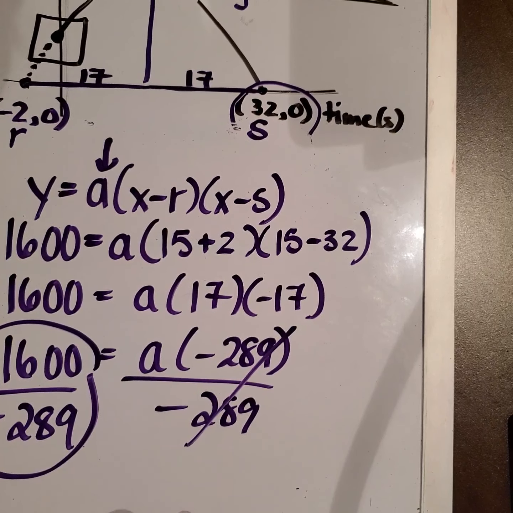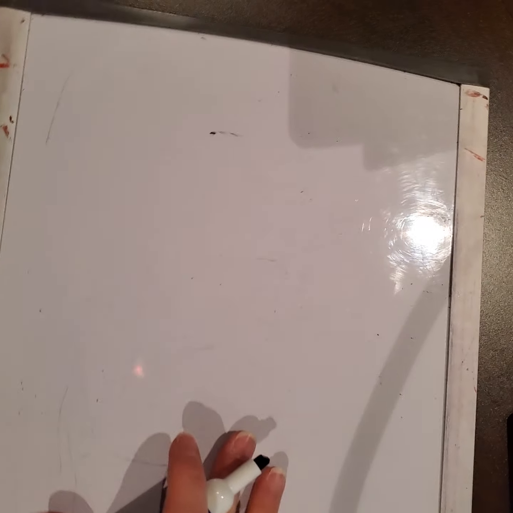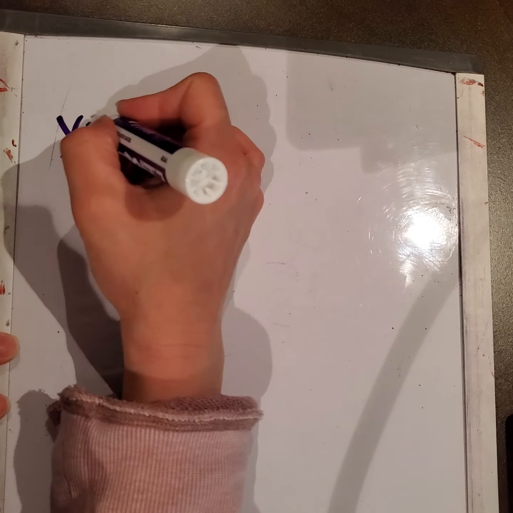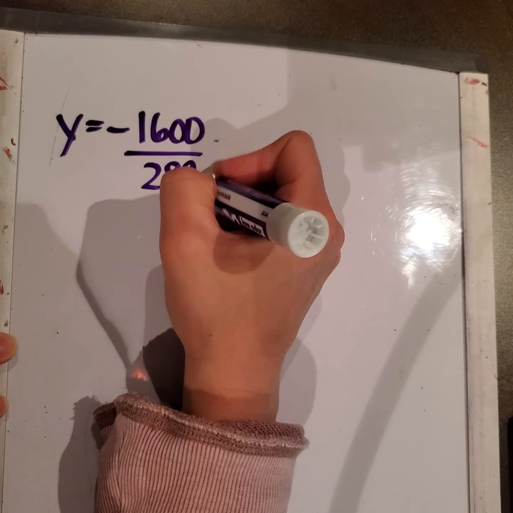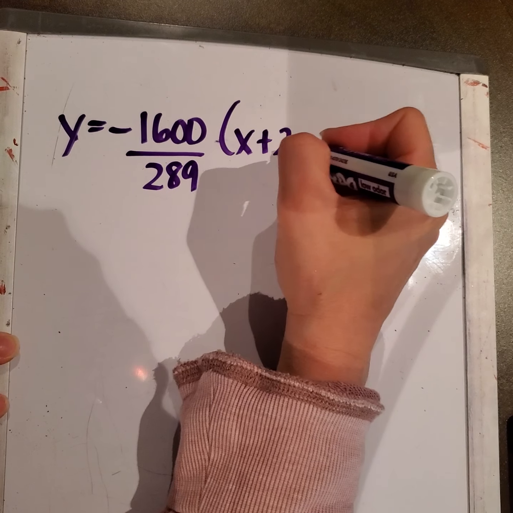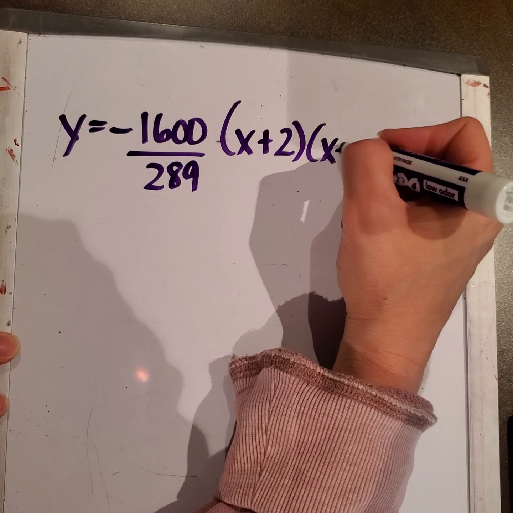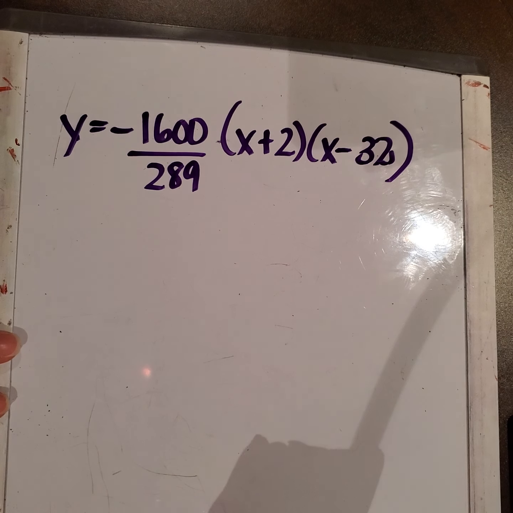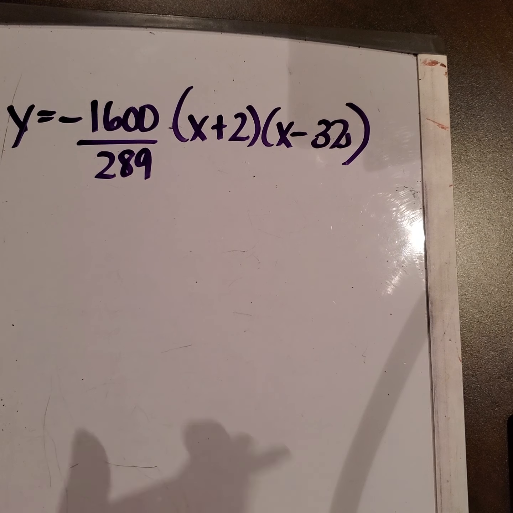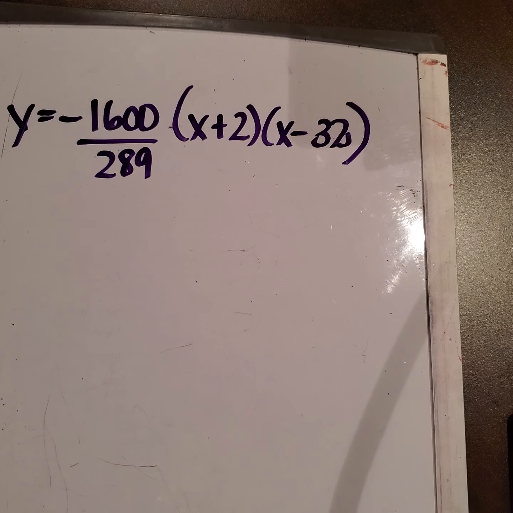So in order to write this out in factored form, we've got y is equal to negative 1600 over 289, x plus 2, x minus 32. And again, it's just a nice way to look at the connection between all three forms of the quadratic relation.